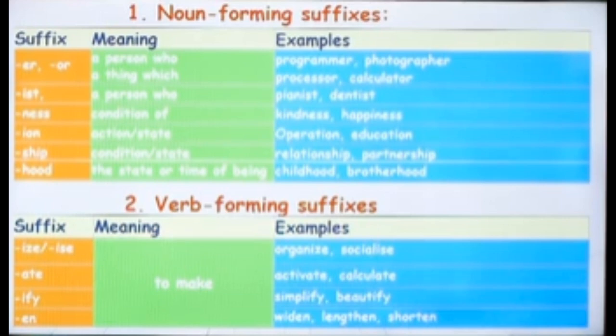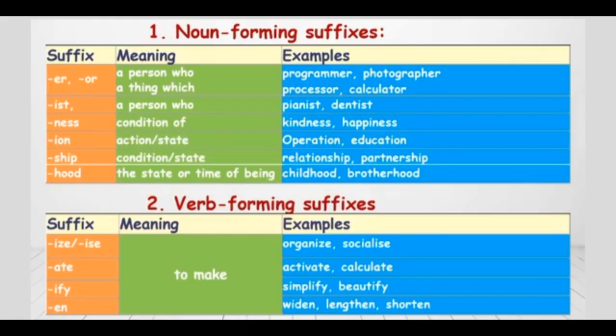EN, the example here, the adjective wide, the verb is to widen, to make something wide. Lengthen. The adjective is long, we say long. But to make something long, we say to lengthen. And to make something short, we say to shorten. So to shorten, the opposite is to lengthen.